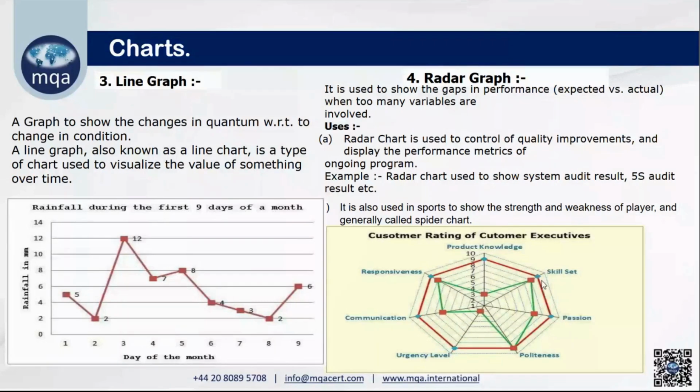In this sector, we are looking at the product knowledge. We are comparing the rating of the customer executive: the product knowledge, the skill set the customer executive has. What is his passion for doing that? How polite is he? How does he respond to urgency? How is his communication? How responsive is he? So this will give you a complete picture of the rating of an employee, right? So the spider chart or radar chart is also used.